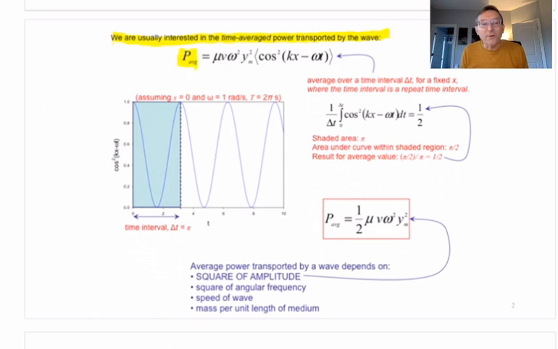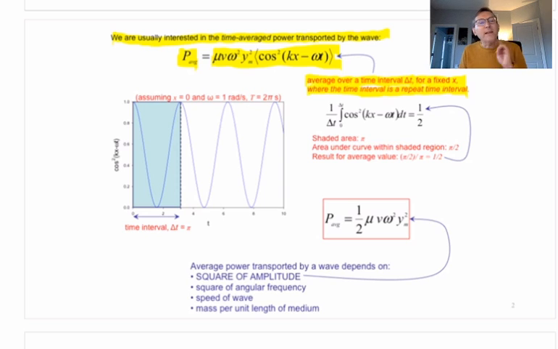So now I've got a formula for P average, and this is the quantity, P average, that we will be using. What we do is we take our expression for P instantaneous, that's exactly it, but we do what's called a time average. We average that quantity, cosine squared of kx minus omega t, over a time interval delta t for a fixed x. We pick any x we want, it doesn't matter. And we average over a time interval delta t, where the time interval is a repeat time interval.